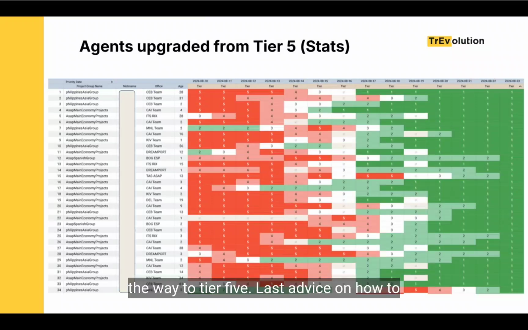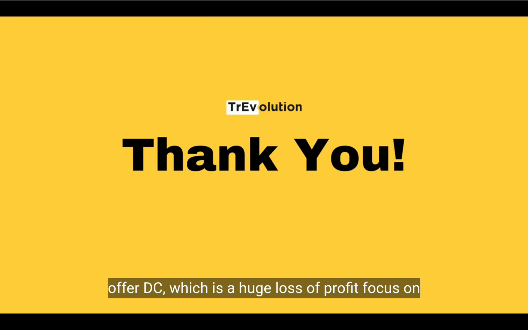Last advice on how to escape Tier 5. Agents need to constantly run a follow-up, reduce markups if needed, and thoroughly check whether all best possible price quotes have been offered. For instance, not all agents tend to offer NDC, which is a huge loss of profit. Focus on sales, active and effective follow-up on each and every customer, and you will never end up in Tier 5.